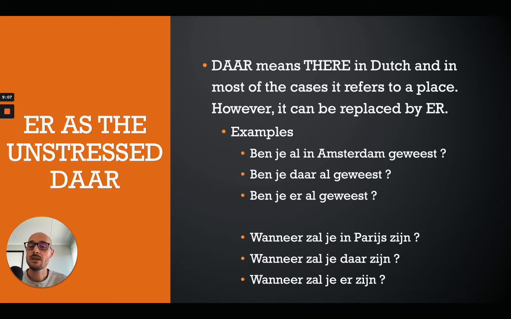So 'er' can be replaced, or 'daar' can be replaced by 'er', and also place names such as Amsterdam and Paris can be replaced by 'er'. This is 'er' as the unstressed 'daar'. Also take a look at the position of the word 'er'. Don't worry, we'll come back to it later, but already you kind of know where we place it in the sentence, in a normal sentence, and when there's inversion. Again, if you're not sure what inversion is, check the link which is now showing on your screen, and you will find a great video about inversion in Dutch.